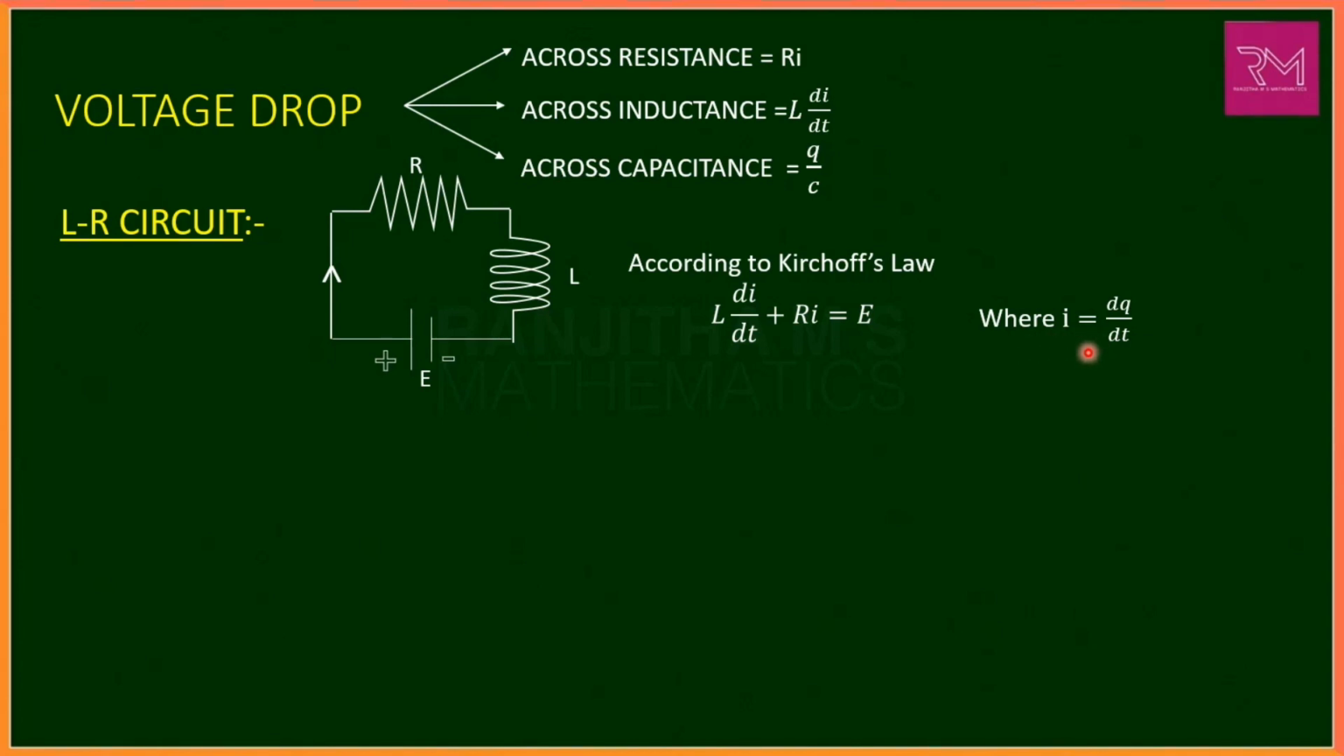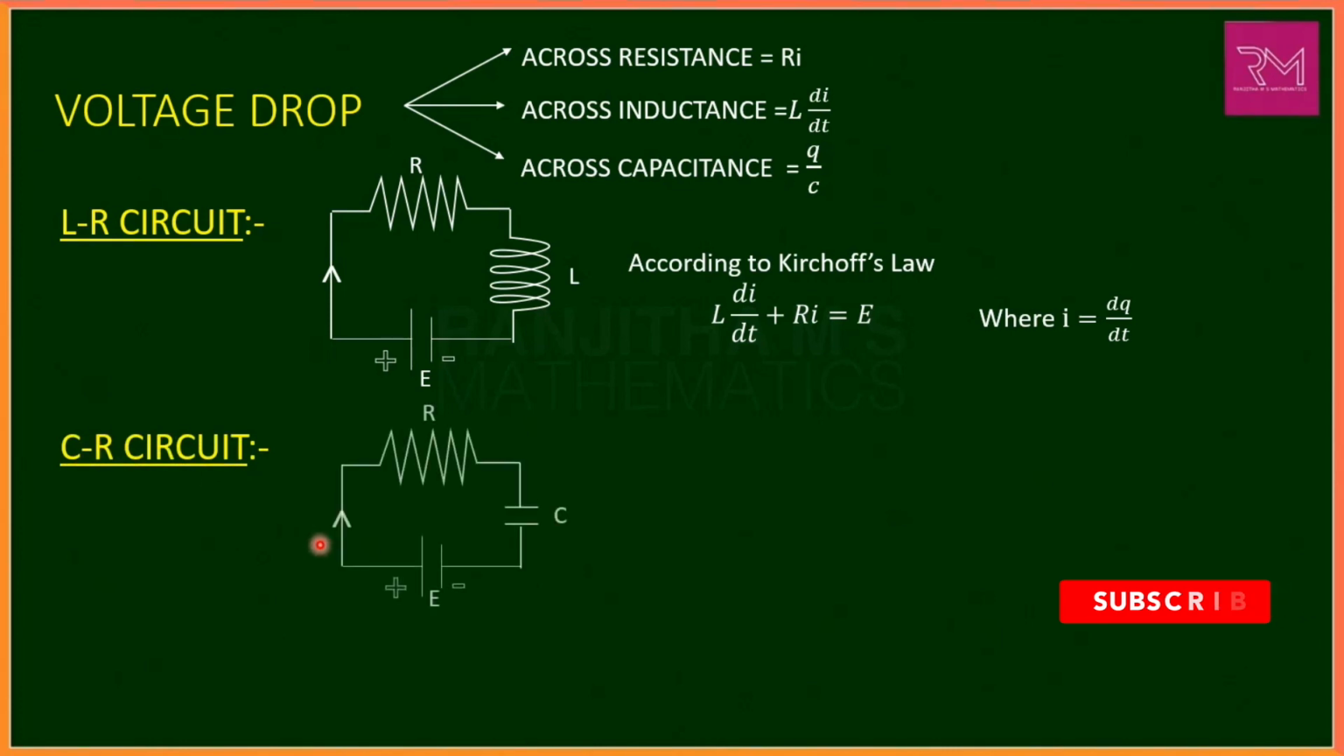We have to remember this formula. So this is about LR circuit. In a similar way, the CR circuit diagram is like this, which contains resistance R, a capacitance C, and an electromotive force E.